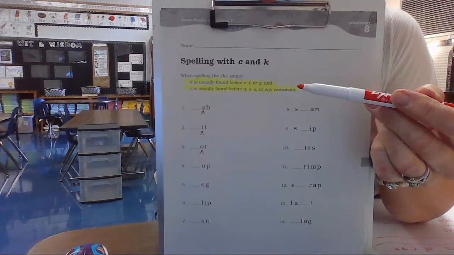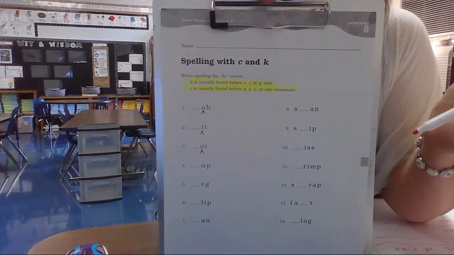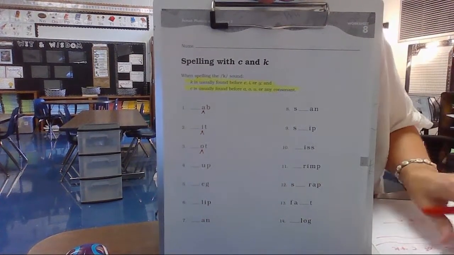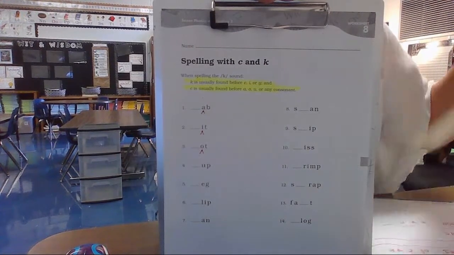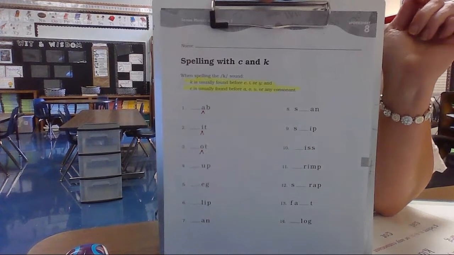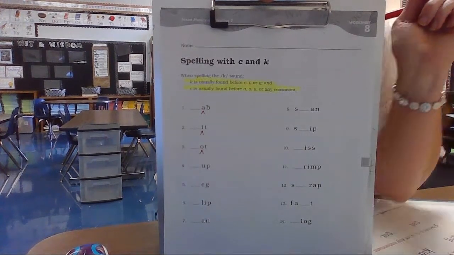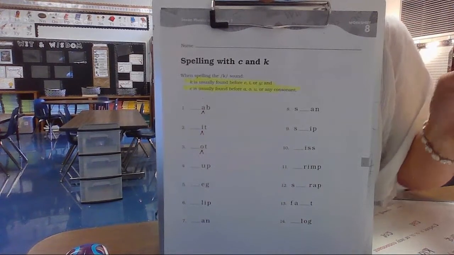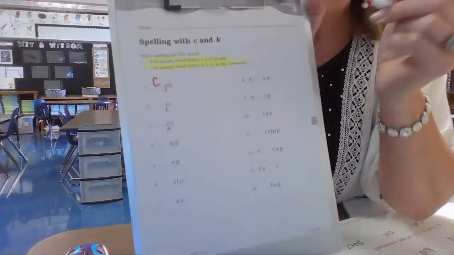Use those clues. All right, the first one says "ab." The clue is that when it has an A, O, U, or any consonant, then we put a C. So cab is what we would need to put. So we would write in a C, just like that.